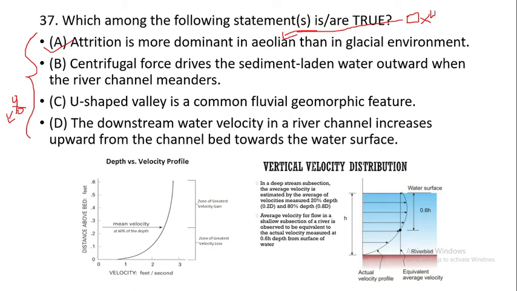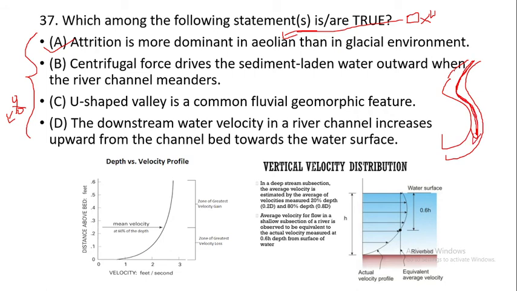Now option 2: centrifugal force drives the sediment-laden water outward when the river channel meanders. Centrifugal force and meanders. Yeah, now let's see the image. Meandering is something like this. Here, meandering of a stream occurs. As we know, it will be a semicircular or circular portion. So when the water flows, it will be coming like this. This will be the water flow.